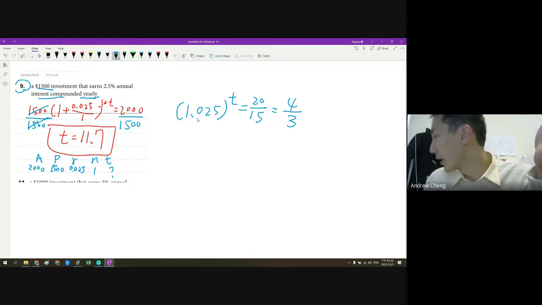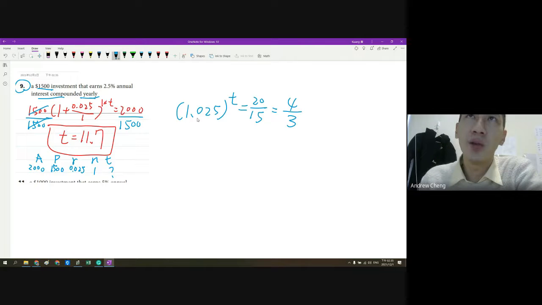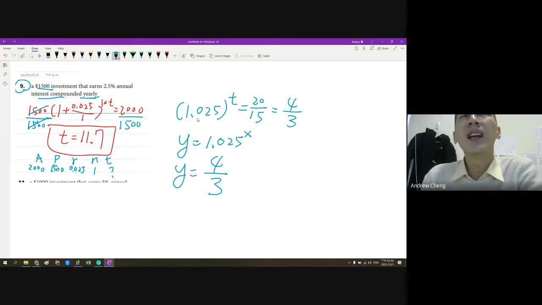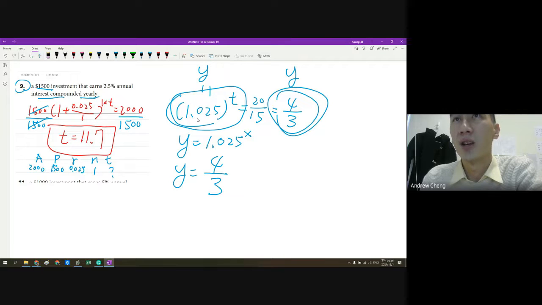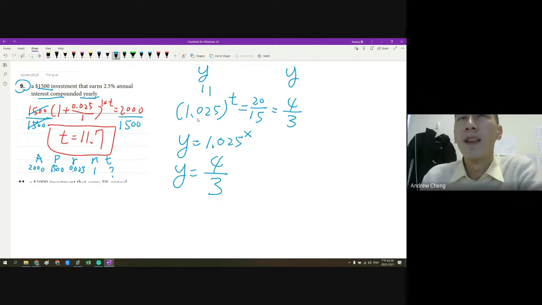You need your calculator. You can write two functions. The first function is y equals, make your t become x, so it's 1.025 to the power x. Second is y equals 4/3. So basically, the first one is y equals the left-hand side of the equation, and the second function is y equals the right-hand side. Then you will get two lines and find the intercept.